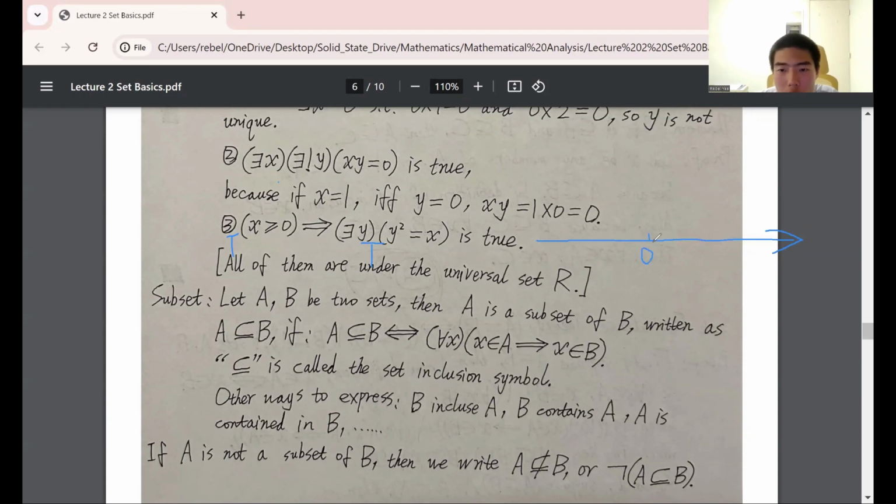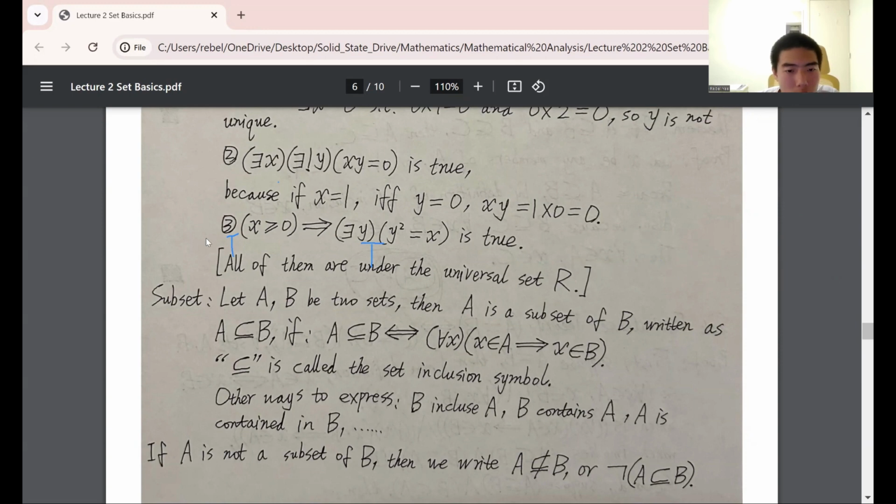So x is in this part, including the 0. There exists y such that y squared equal to x. Yes, it's correct because if x is greater than 0, we can find y. For example, if this is 1, then y equal to 1. If this is 10, then y equal to root 10. We can also find y such that y squared equals x. So this is a true one.